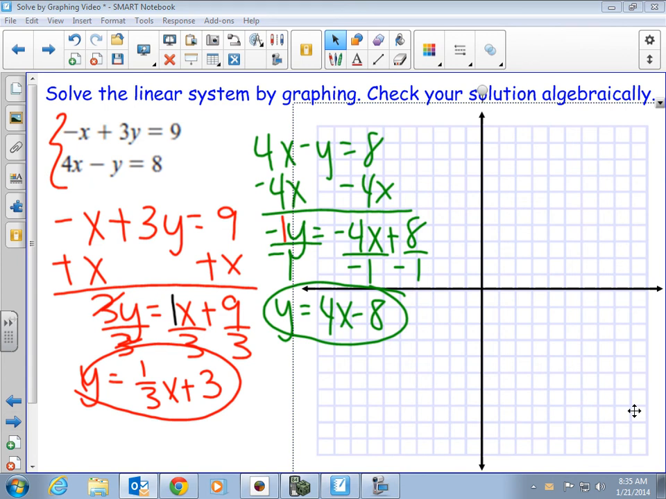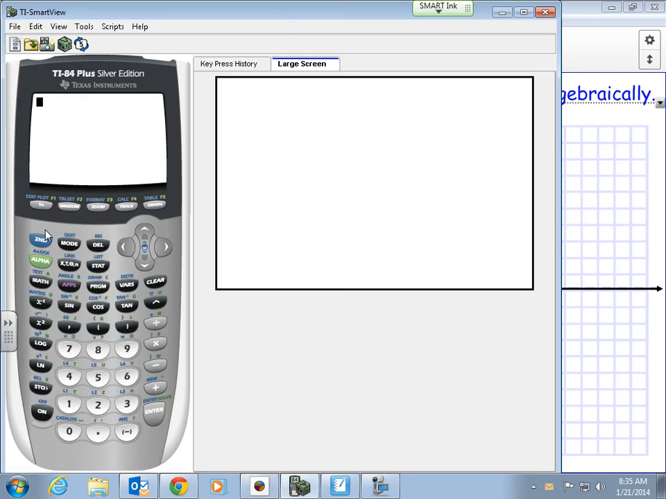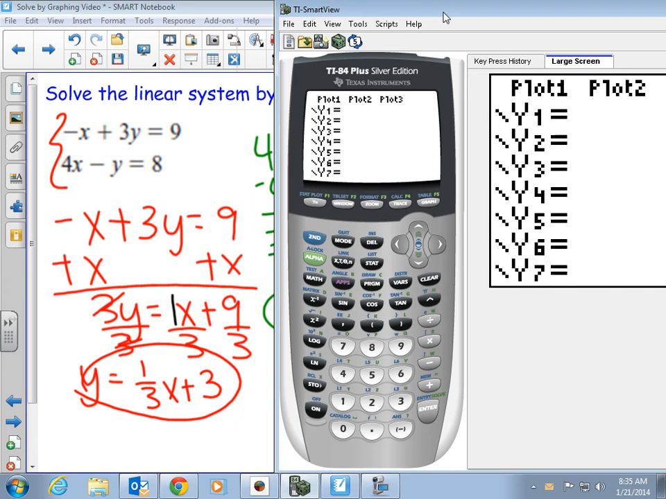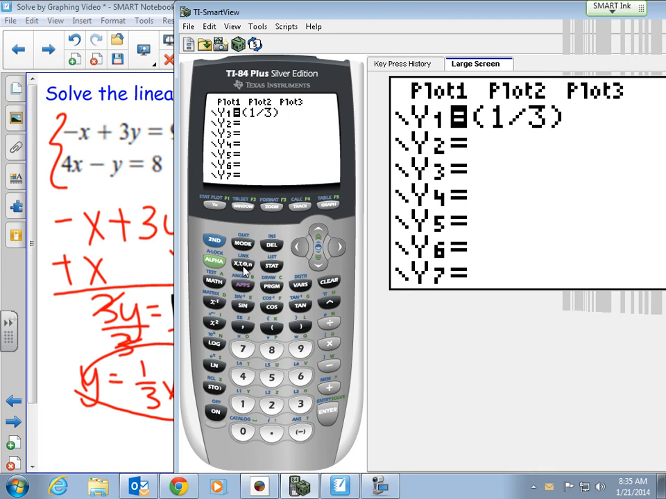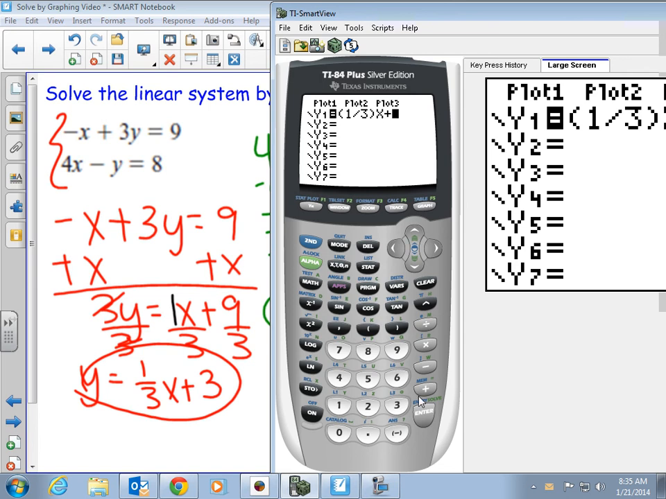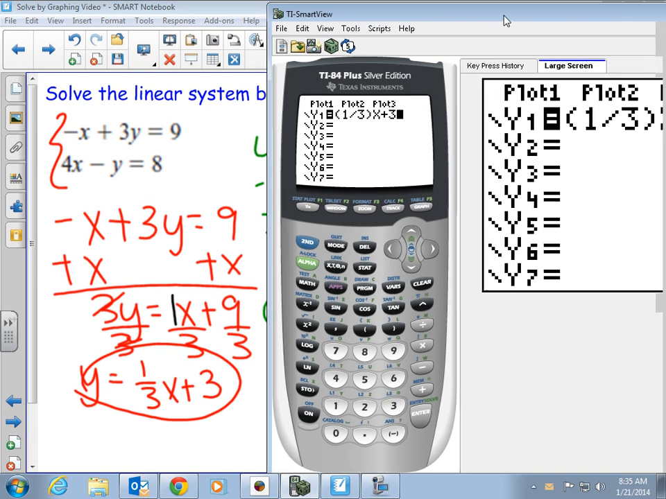Now I'm going to show you how to do this in the graphing calculator. So when I pull up my graphing calculator, I'm going to go to y equals up here at the top, and I'm going to type in my first equation, which is 1/3 x plus 3. Now remember, since it's a fraction, I'm going to put it in parentheses. So I have my 1 divided by 3, close my parentheses, and then my x, which is up here by the green alpha. You need to be taking notes on where these buttons are. And then I'm going to have plus 3.